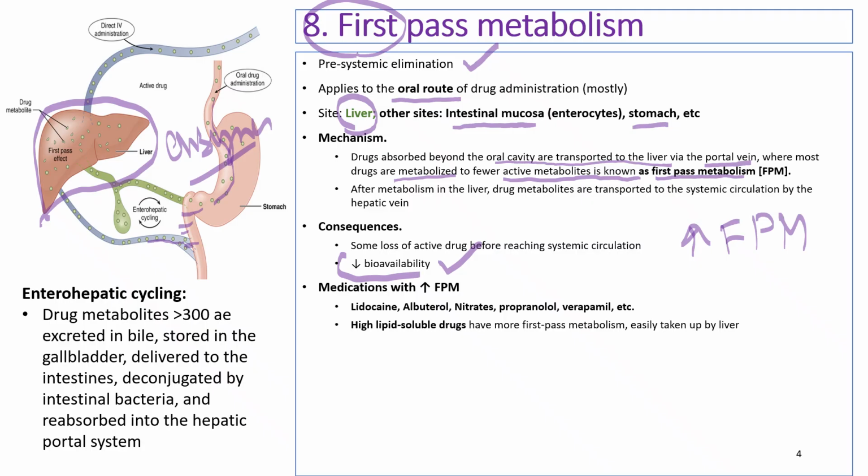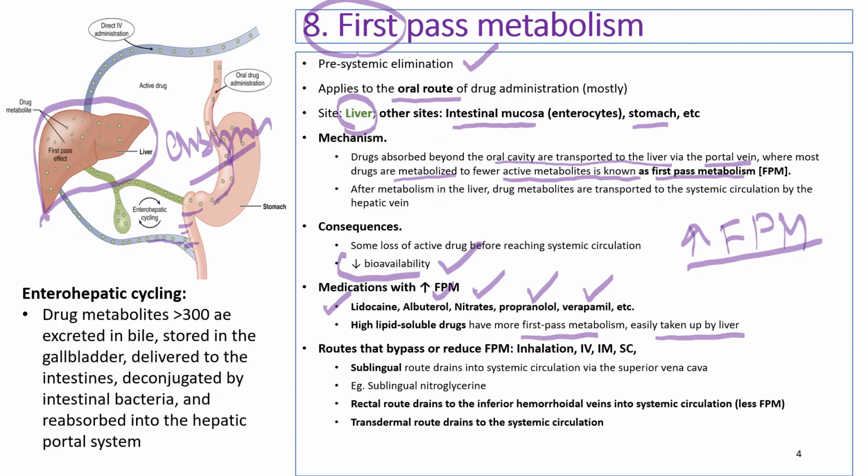Medications with high first pass metabolism include lidocaine, albuterol, nitrates, propranolol, and verapamil. When you take these orally, there is an increase of first pass metabolism. That is why you have to choose routes other than oral, like parenteral, or albuterol, which we give by inhalation. If you want to give the oral route, you need to increase the dose to compensate for the loss in first pass metabolism. Also, highly lipid soluble drugs have the most first pass metabolism because they are easily extracted by the liver.